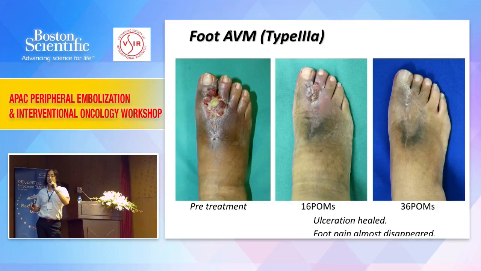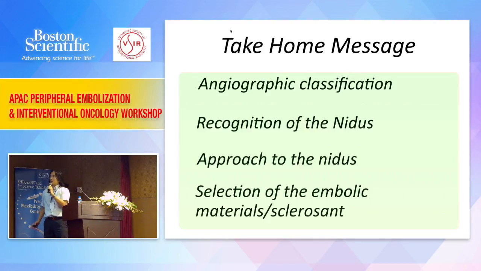So we must select a treatment or select the embolic materials depending on the situation of the patient and depending on the vascular architecture. So it's a take-home message. Angiographic finding classification is very important for the treatment. And we must recognize the nidus. And we must select the approach to the nidus. Thank you for your attention.